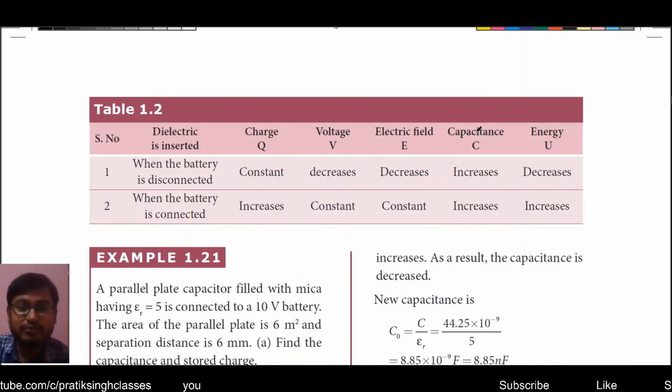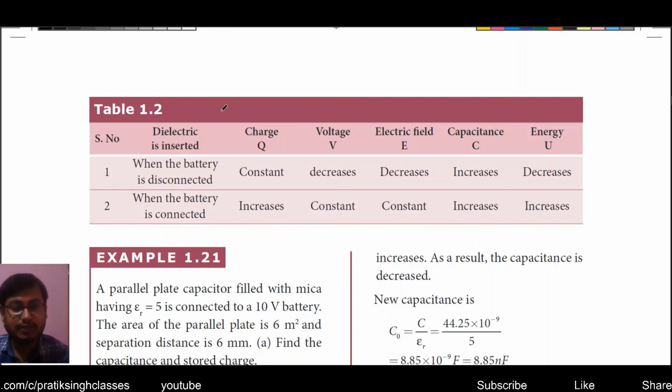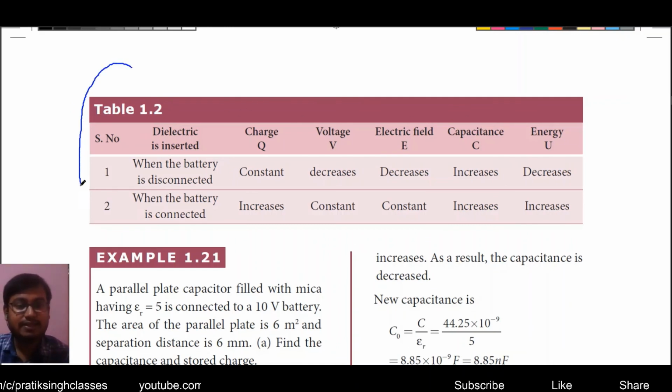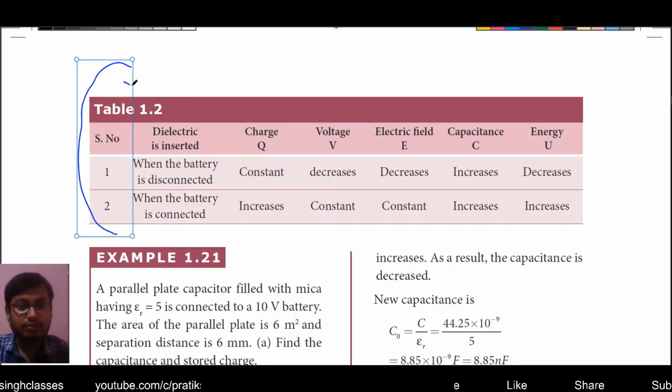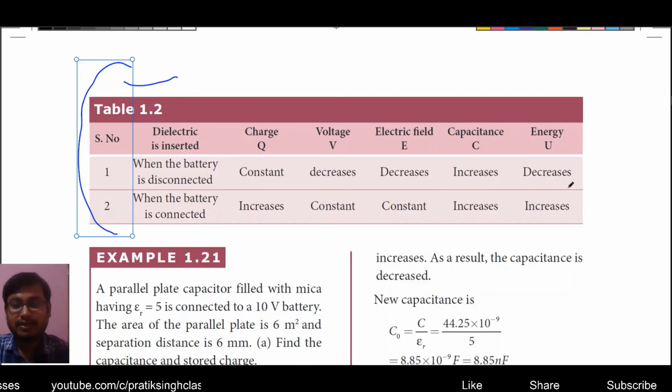Whatever we have seen in today's tutorial is discussed in table 1.2. I request all of you to remember this table. It will help you to solve numerical sums as well as theoretical 1 mark questions.